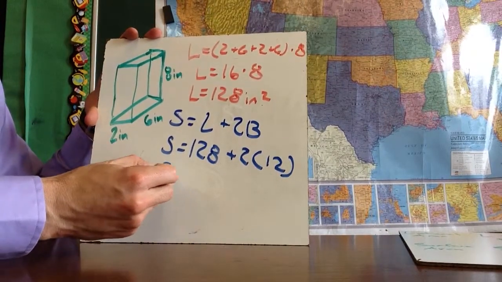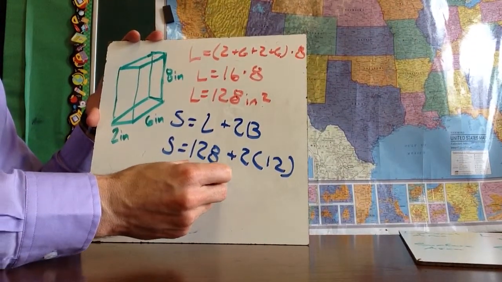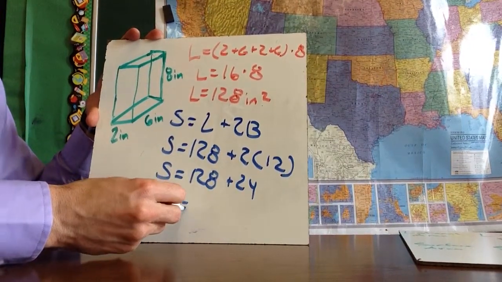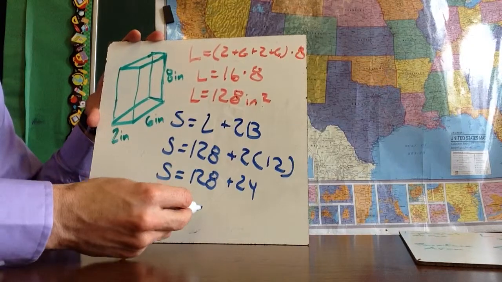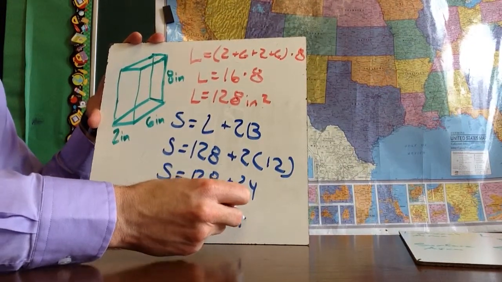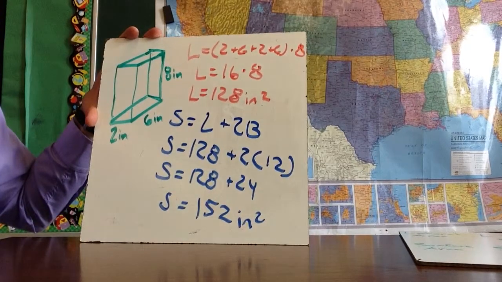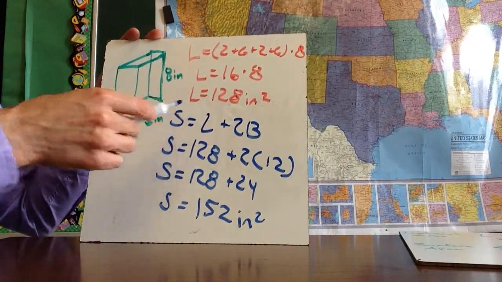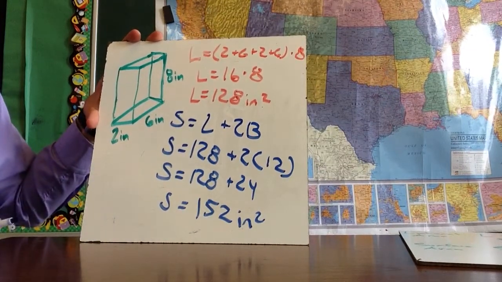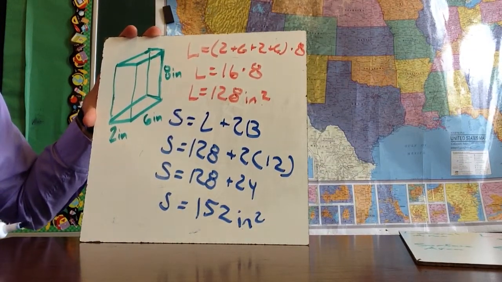So the surface area equals 128. 2 times 12 is 24. And so when I add this together, I should get 152 square inches. So my lateral area is 128, and then I'm adding the 2 bases to get me to 152.